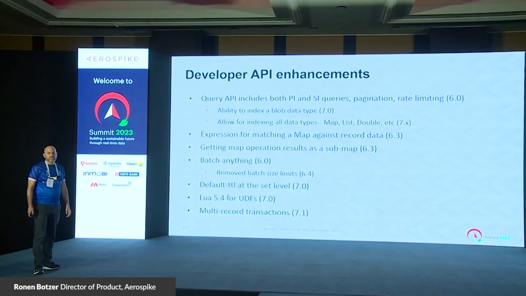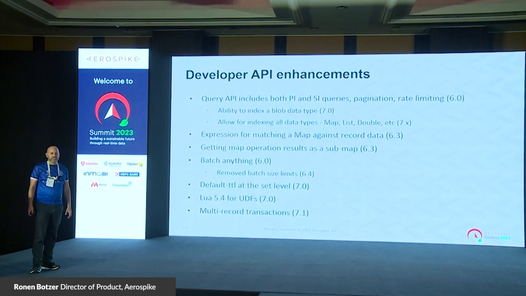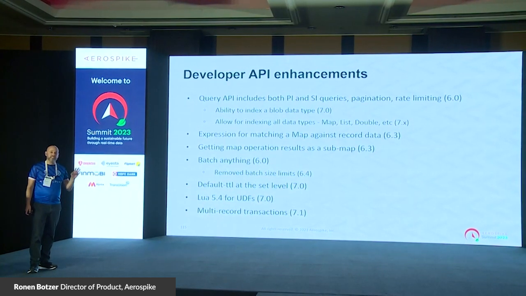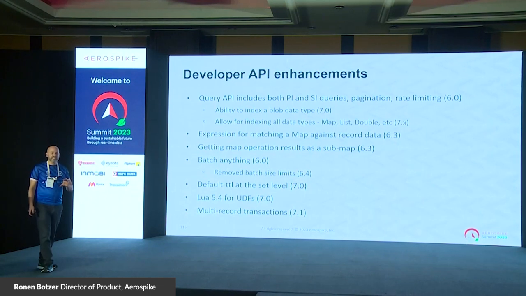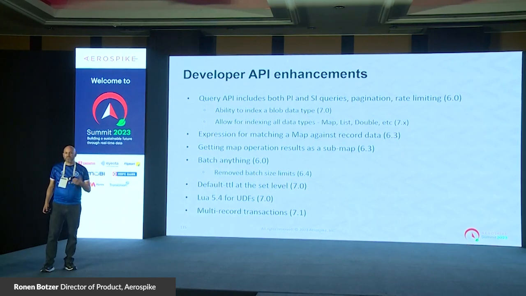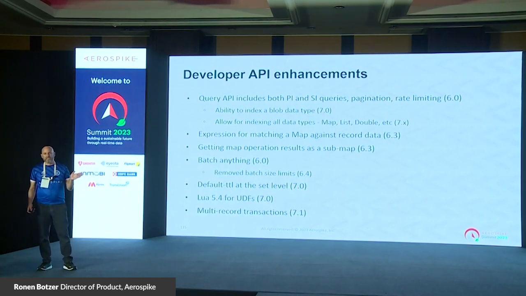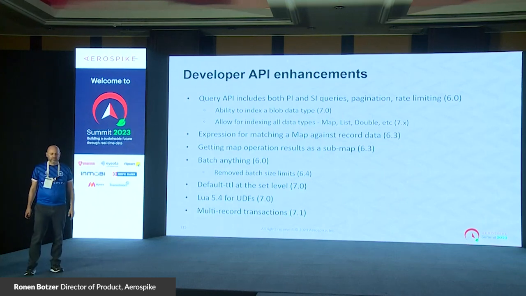The next release, which is coming soon in just a few weeks, 7.0, will have the ability to have a default ETL at the set level. So you'll still have default ETL if you need it at the namespace level, but now different sets will be able to have their own default ETL, which is, again, a flexibility thing.